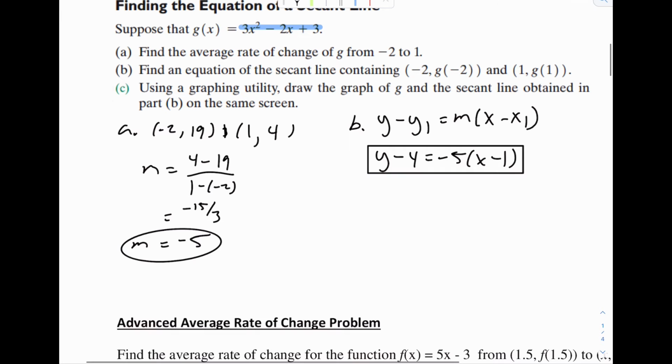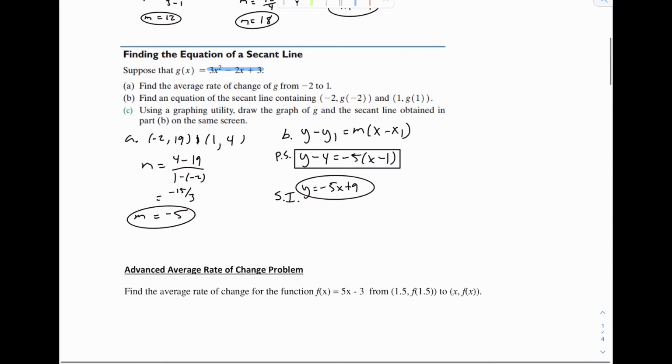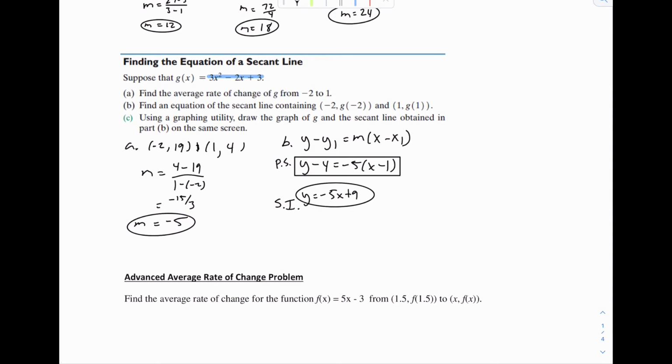And just in case you wanted slope-intercept form, let's go a little further. That'd be y is equal to -5x plus 9 if you just solve for y there. So again, that would be slope-intercept form. Okay, so those two are done, not too bad. Part C, use a graphing utility to draw the graph and the secant line obtained on the same screen.